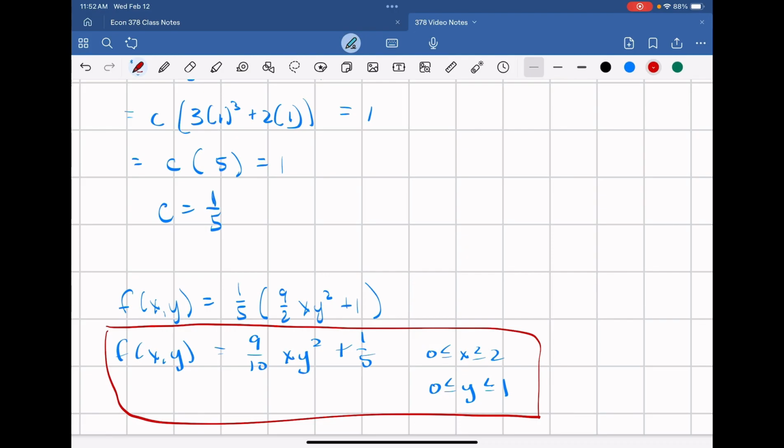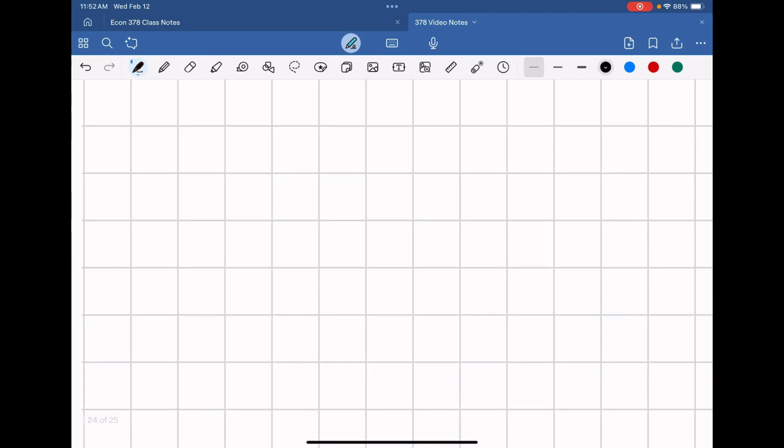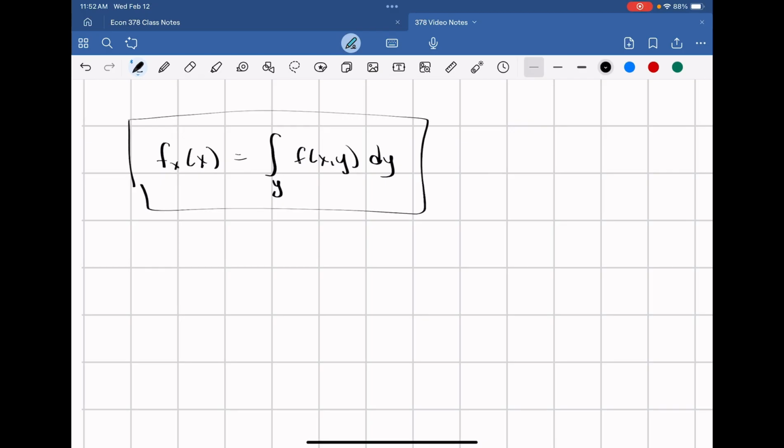Now the next step is we can use this joint density function to find the marginal densities. So coming up, to find the marginal density, that is f sub x of x, is equal to the integral over the range of y of our joint density function dy. So that's the equation we're going to use. So to apply that, f sub x of x is equal to the integral, y goes from 0 to 1, of our joint density function, which was 9/10 x y squared plus 1/5 dy.